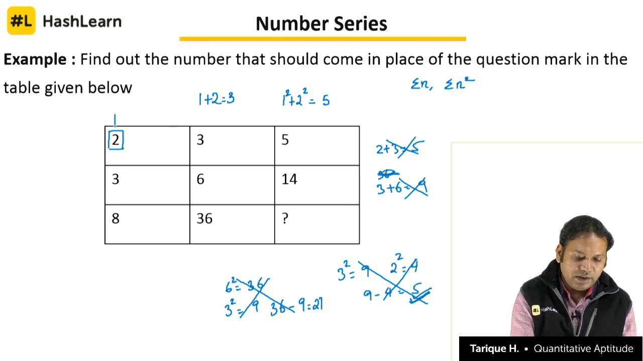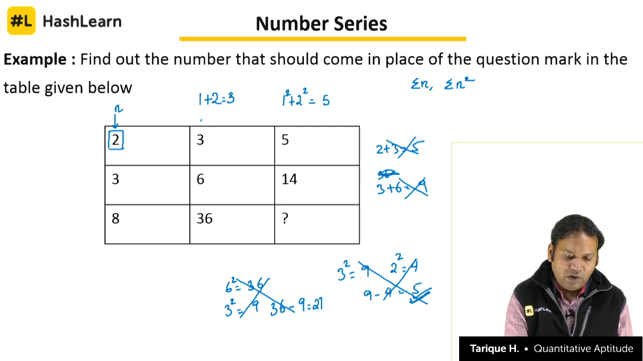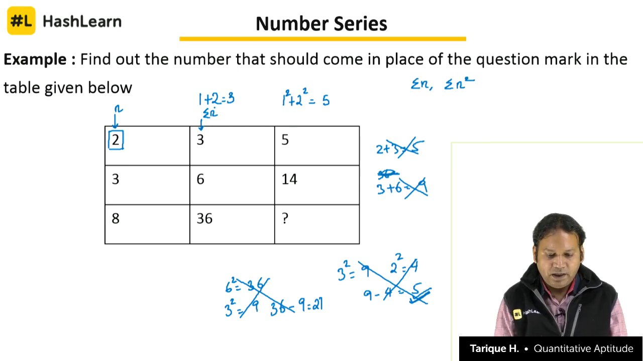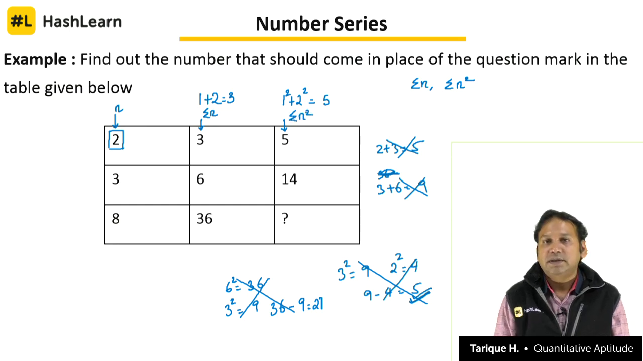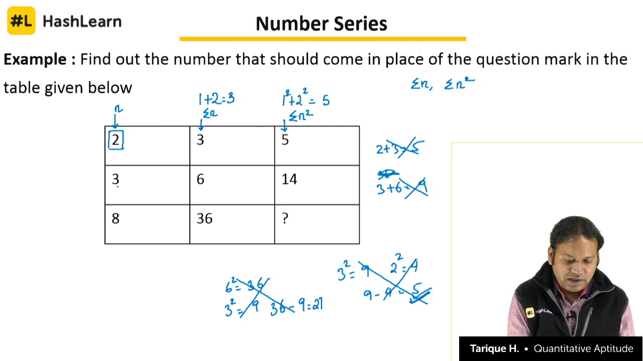N is the number in the first box. The second box has summation n, and then we have summation n square. That's how we get this number. So the first number is 3.